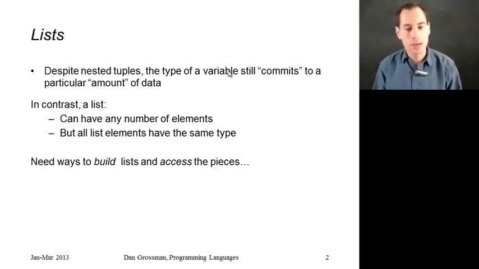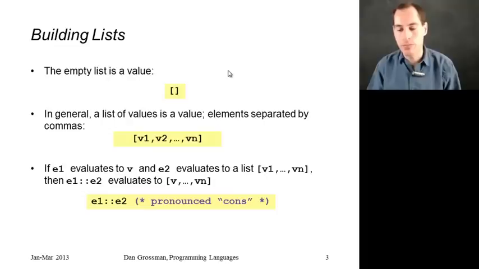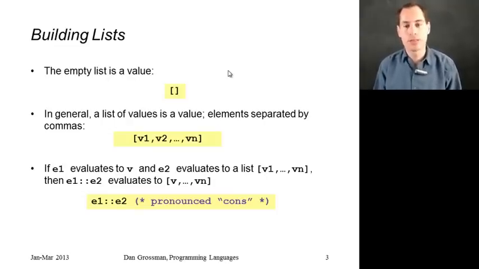All right, so to understand lists, just like with tuples, we're going to have ways to build them, and we're going to have ways to use them. So let's start with how we can build lists. The simplest list has zero elements in it. And you can build that zero element list by just writing left bracket, right bracket. This is itself a value, so the evaluation rule is trivial. This syntax evaluates to itself, and that's the empty list.